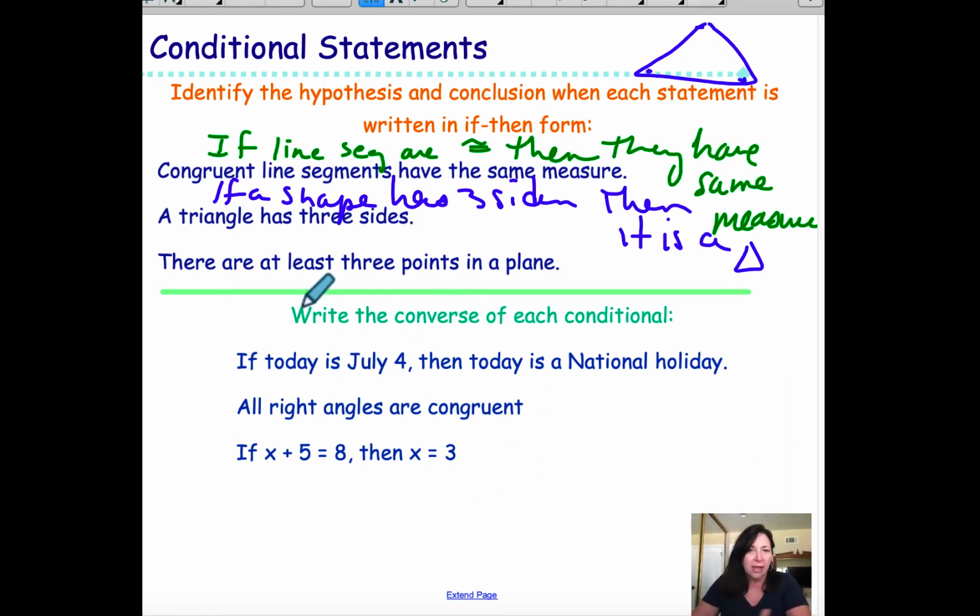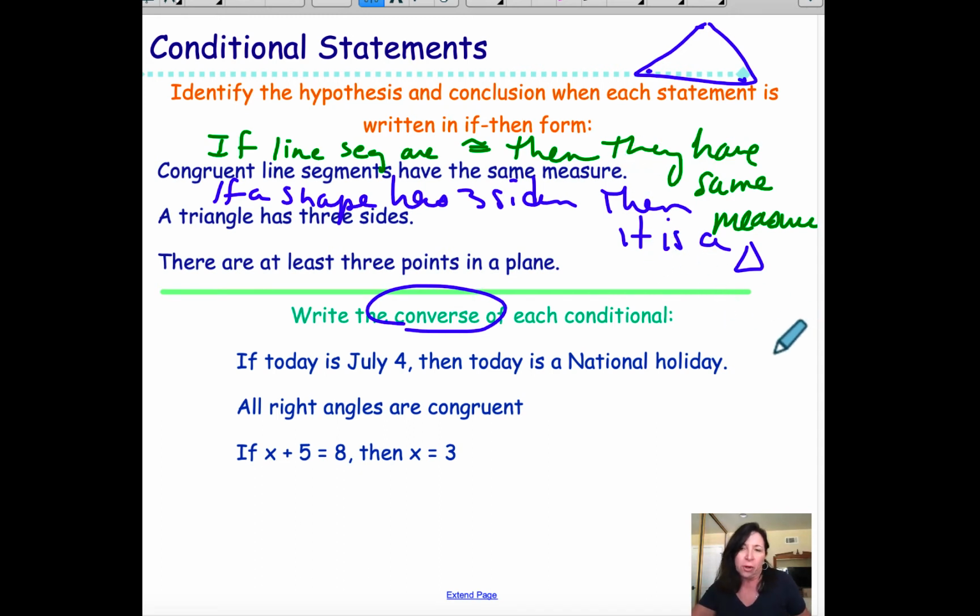That's like if-then. So then they want to know to write the converse. Now the converse takes your hypothesis and your conclusion and flips it. So my conclusion is now my hypothesis. These are statements that say if it is July 4th, then today is a national holiday. So that's a true conditional.